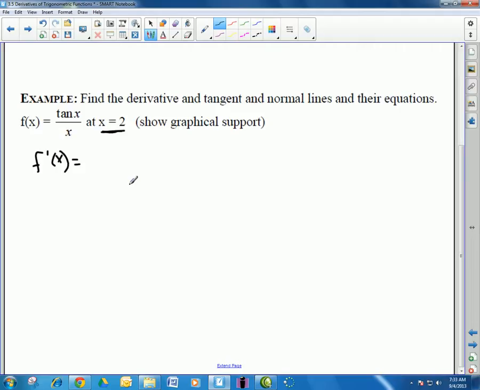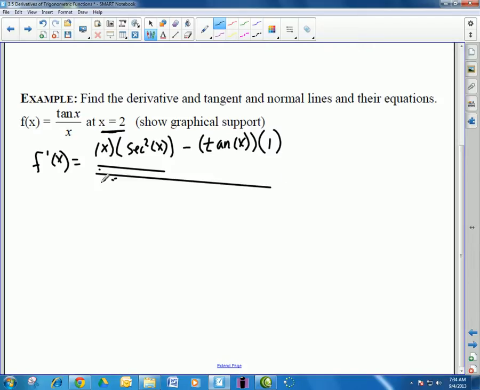So here, the derivative is low d high, and you can go ahead and try this on your own. In fact, why don't you go ahead and try this on your own? I'll get you started. So it's low d high. The derivative of tangent, if you look straight above, is secant squared, low d high, minus high d low. Derivative of x is just 1, all over low squared. Alright, so while I work this thing out, why don't you go ahead and try that on your own.